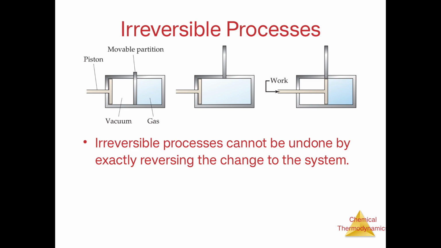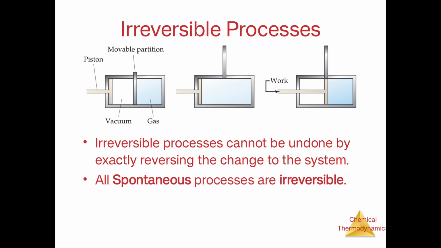which means irreversible processes cannot be undone by exactly reversing the change of the system. It is impossible. So, all spontaneous processes are irreversible. All real processes are irreversible. Understood? So, this will signify the difference between the reversible and irreversible processes. So, as we begin to understand the first law of thermodynamics, all spontaneous and real processes are always irreversible.